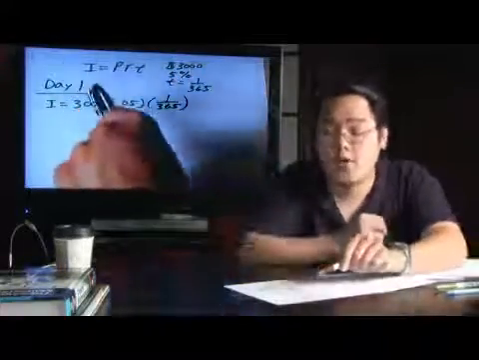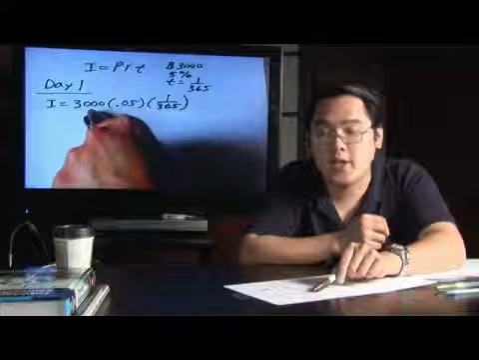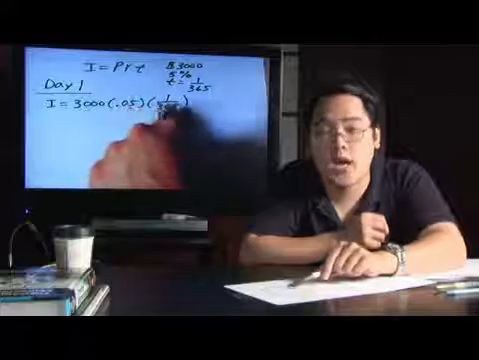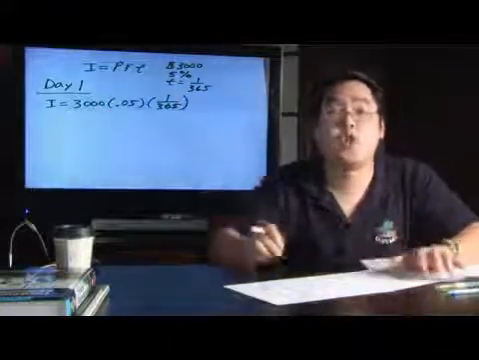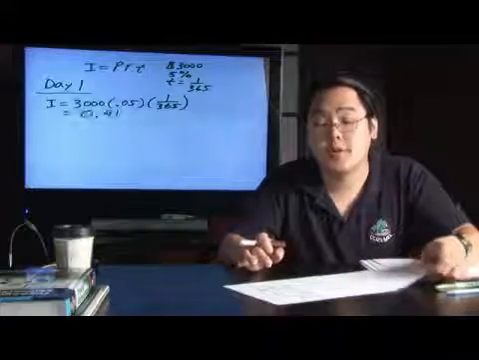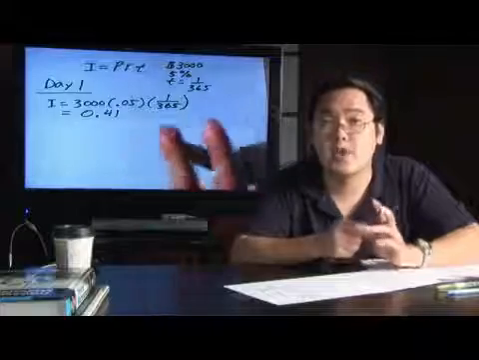Now, when you have your calculator, plug it in exactly like this. 3,000 times 0.05 times 1 divided by 365. And what you will get, rounded to the nearest cent, is going to be 41 cents. So that's the amount of interest you're going to earn on day one.